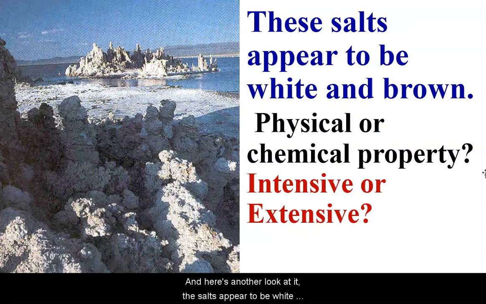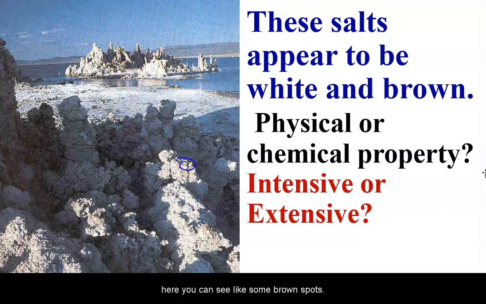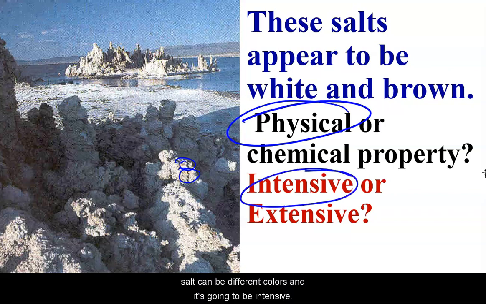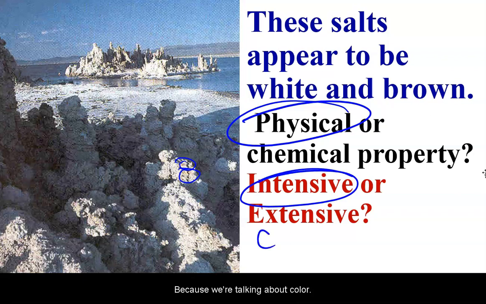And here's another look at it. The salts appear to be white and brown. It's kind of hard to see, but here you can see some brown spots. Is this a physical or a chemical property? This is actually going to be a physical property because salts can be different colors. And it's going to be intensive because we're talking about color.